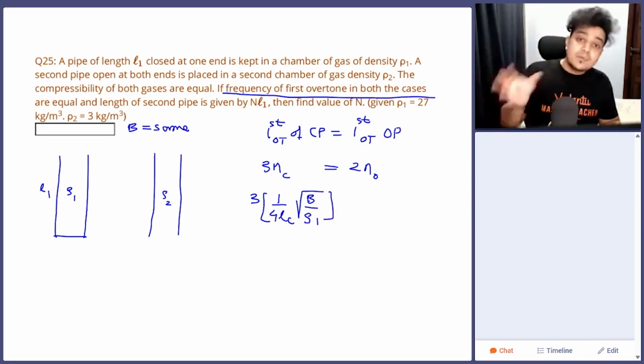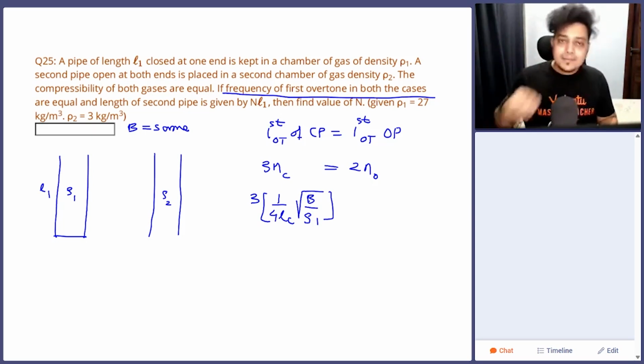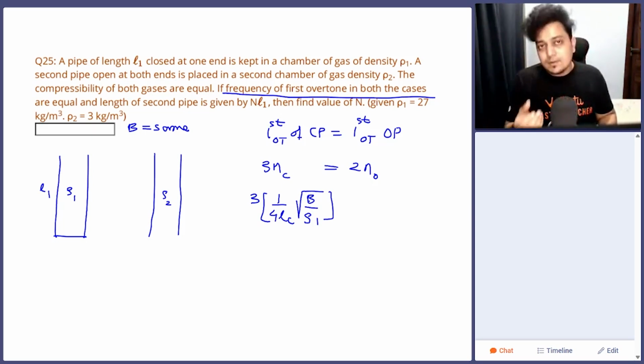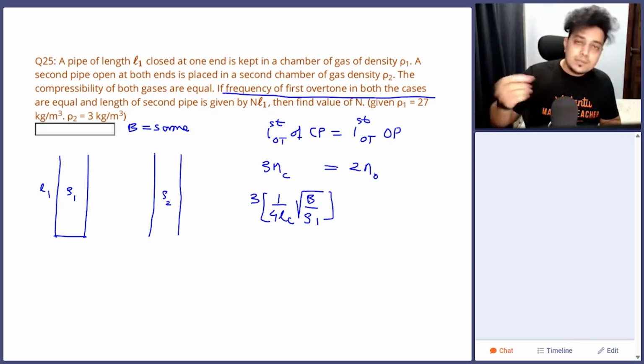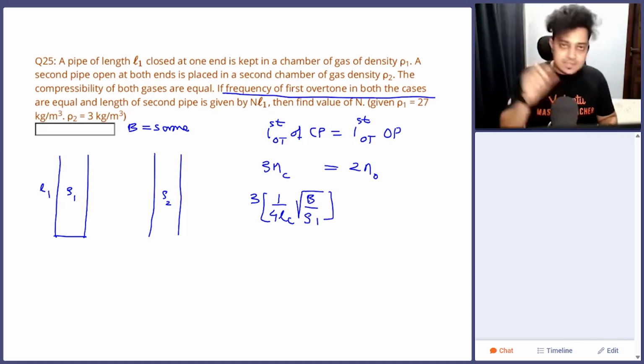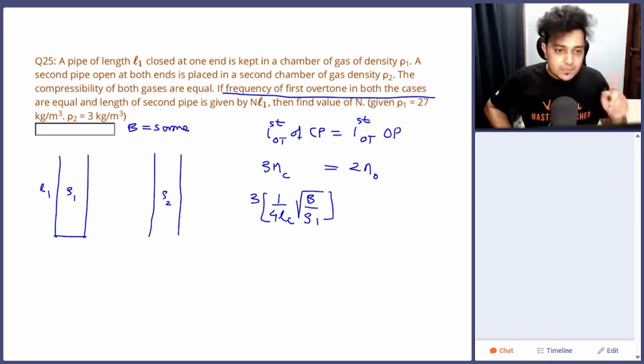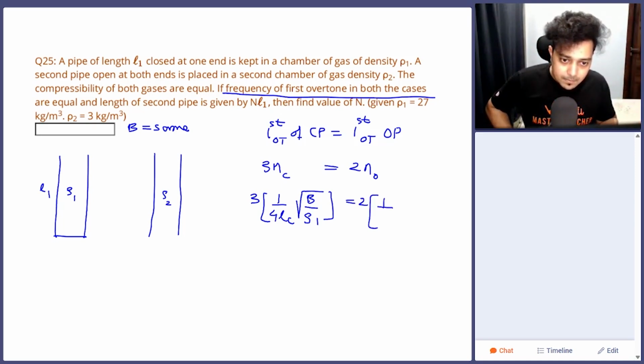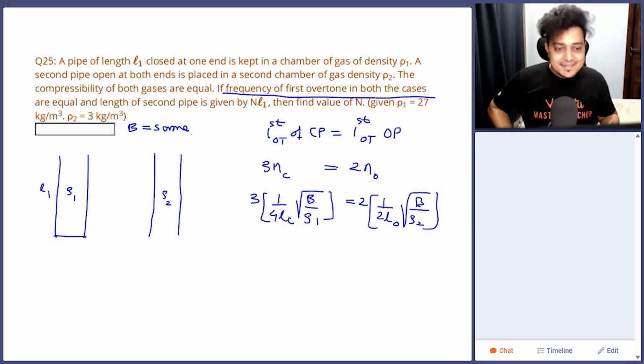If you remember, for string we used to use under root of T by mu. Or for any other material we use Y by rho also. For gas we will use B, bulk modulus, that is elasticity, and rho is density. So this is for the closed pipe, rho 1. For the open pipe, fundamental frequency will be V by 2 LO under root of B by rho 2. Okay, clear? So now we can simplify a few things here.